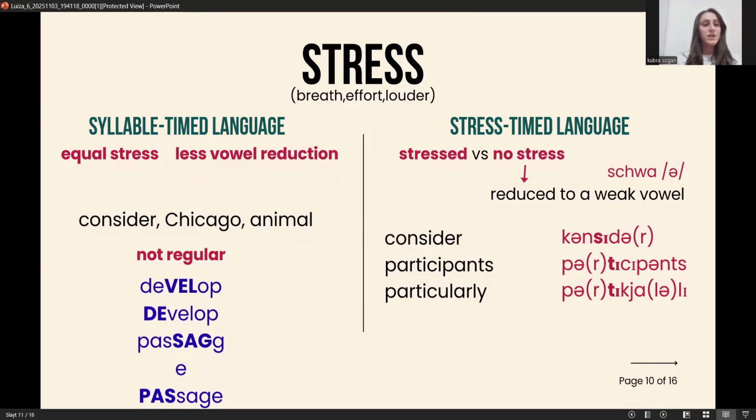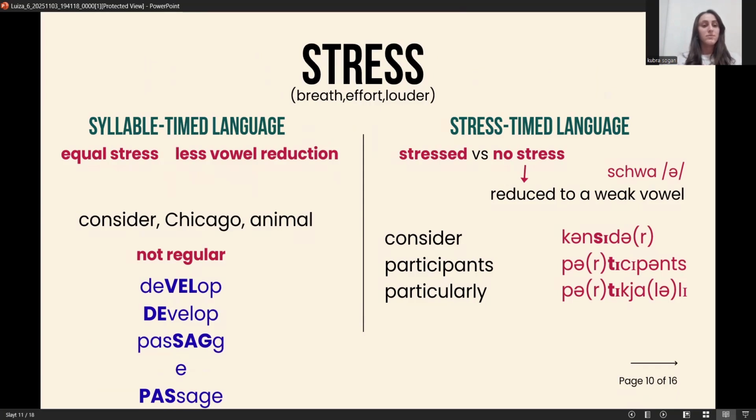Stress. Syllables and words may be assigned stress. This means that we pronounce them with more breath and effort, and they are perceived as louder. For example, in "consider", the second syllable is stressed.